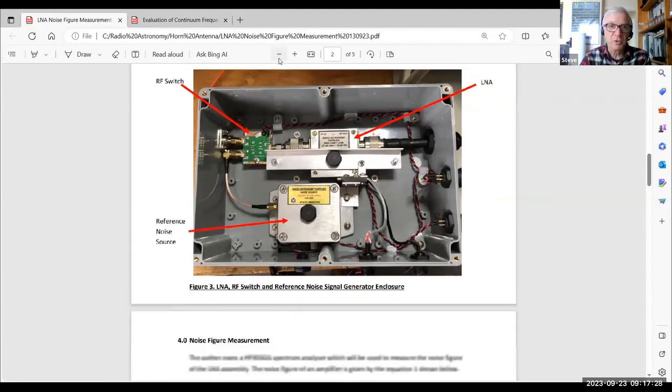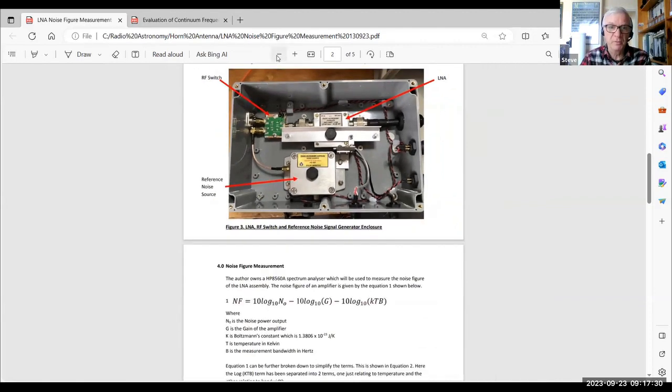So that's all I'll say on that particular one. You can read the report at your leisure. I found it a wonderful way to measure noise figure. Believe it or not, I've never done it before. And I found it very rewarding to get that result.